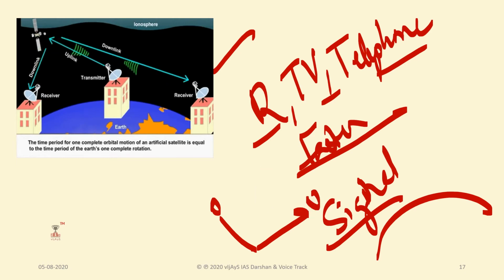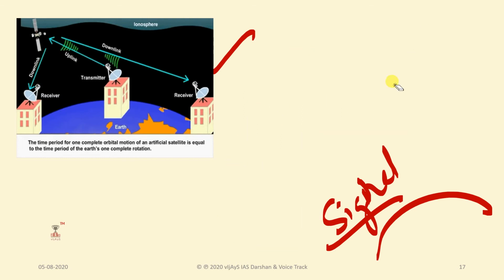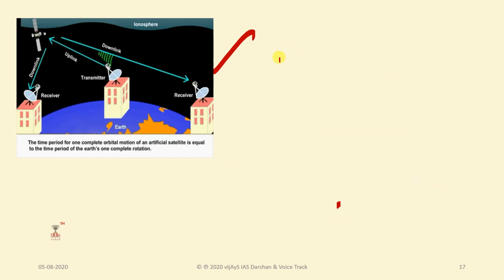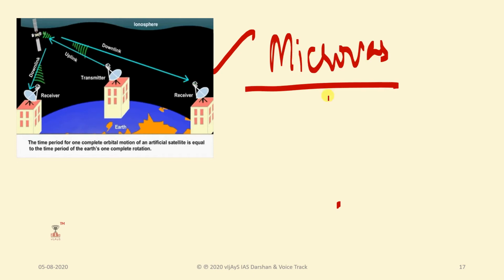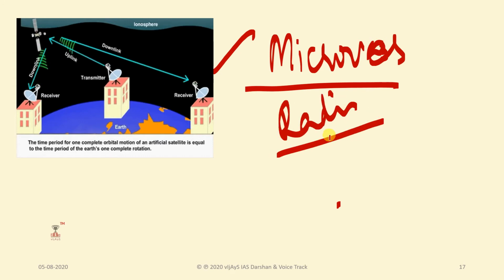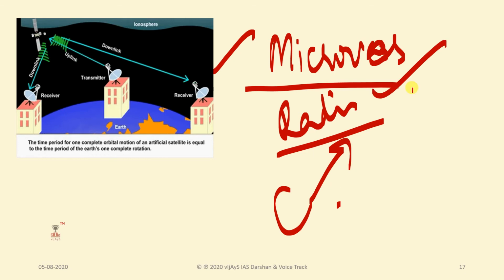Very fast communication will be made. And communication satellites will use which waves here? You need to remember that the waves are most important here. They use microwaves and radio waves for transmitting the signals. Communication satellites, you need to remember, microwaves and radio waves, they will use for these communication purposes.